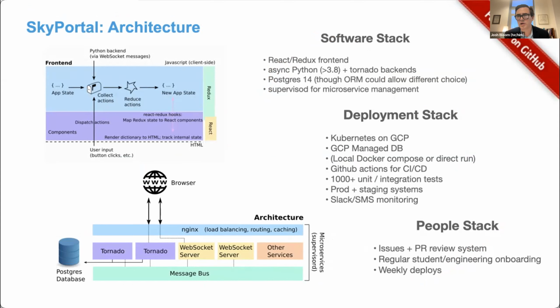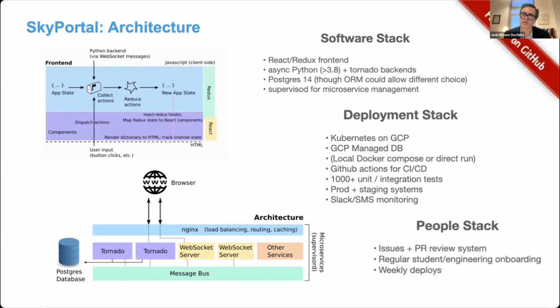It's all backed by modern Postgres 14. Although in principle, because we've written everything using SQLAlchemy as our ORM, one in principle could pull that out and have a different database system in the back. There may be a couple of issues on the outskirts, but that should probably work. And then things like Supervisord for microservice management. Our deployment stack is Kubernetes on the Google Compute platform, and Google Compute manages our database for us, which is really wonderful because then we don't have to deal with updates and backups. And when things go bad, we can very quickly get back up and running with our database.